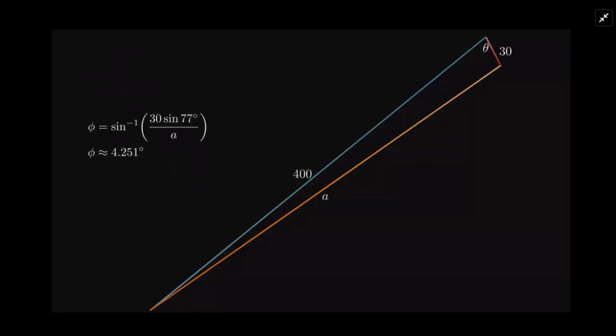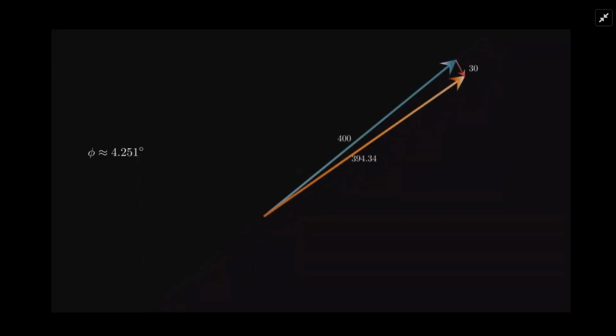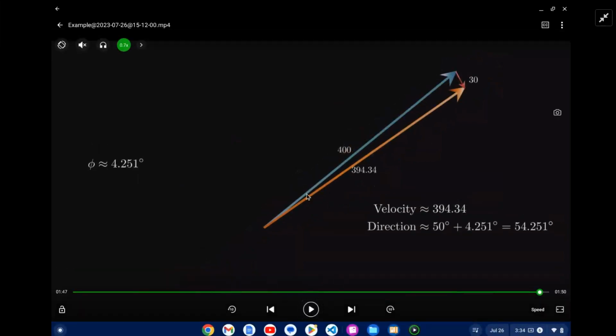All right, so this is just using the cosine rule and sine rule to get these unknown angles and sides. Just to remind you, the angle that we found here is the small angle between the blue and the orange. We go back now to our vectors, and here is what we need, the velocity. The direction then is 50 degrees, which is the bearing of the blue, plus phi, which is the small angle in between, gives a total of 54.251. Okay, I hope that was helpful.